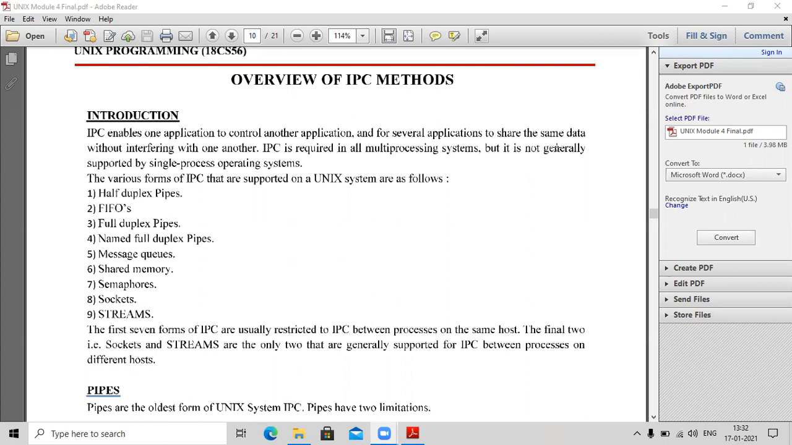So in this particular chapter, we are going to understand inter-process communication. As the name itself suggests, we are going to see how two processes communicate with each other in order to exchange some information, in order to share some messages. We shall try to understand which are the different forms of IPC, inter-process communication, that are supported by your Unix operating system. So let's start with the introduction part.